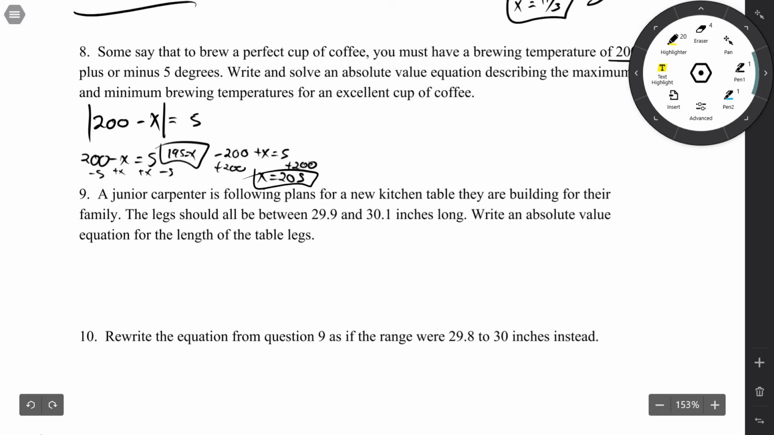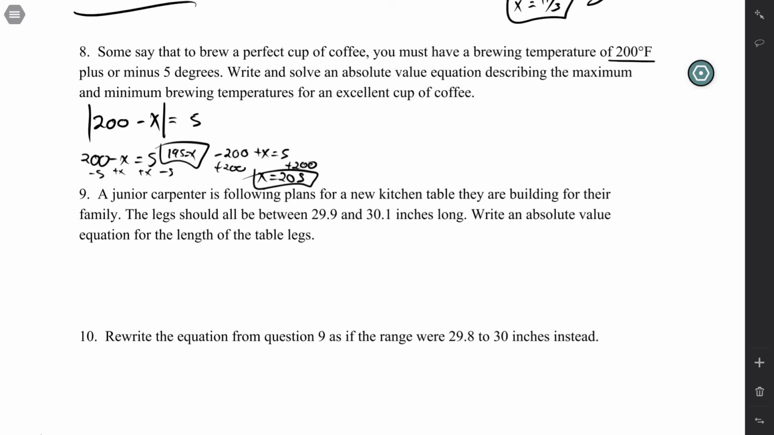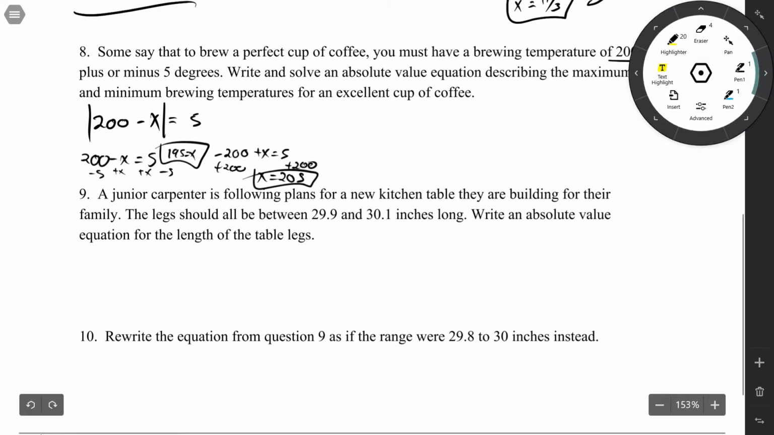That proves our intuition, that 200 degrees plus or minus 5 degrees would give us either 195 degrees Fahrenheit or 205 degrees Fahrenheit.